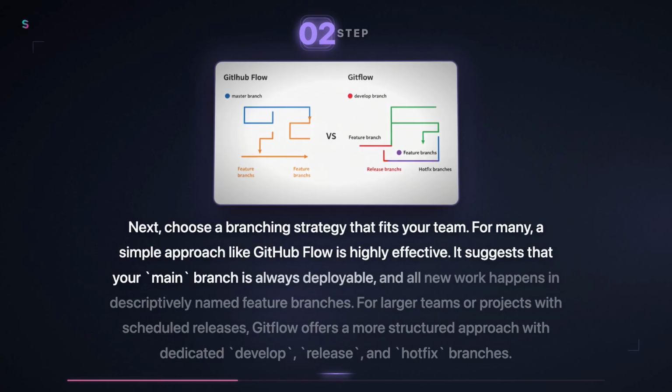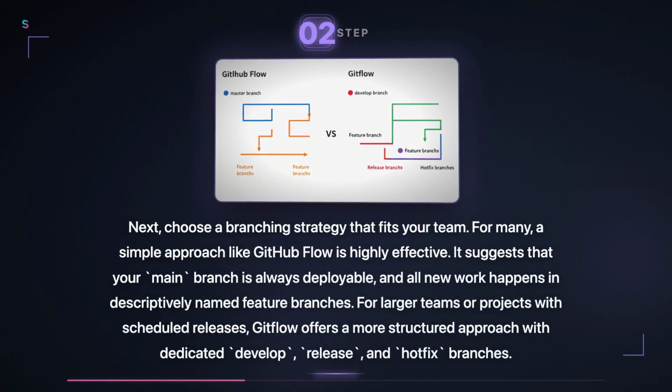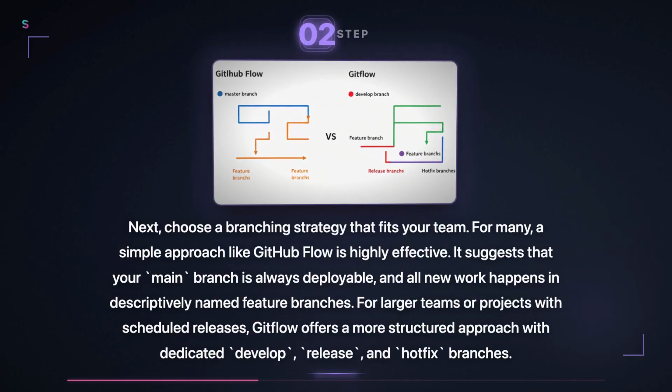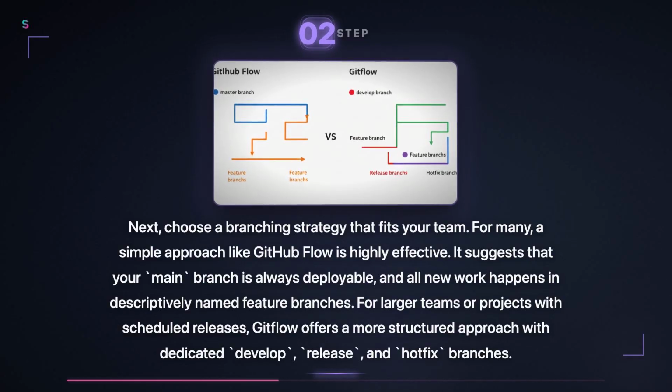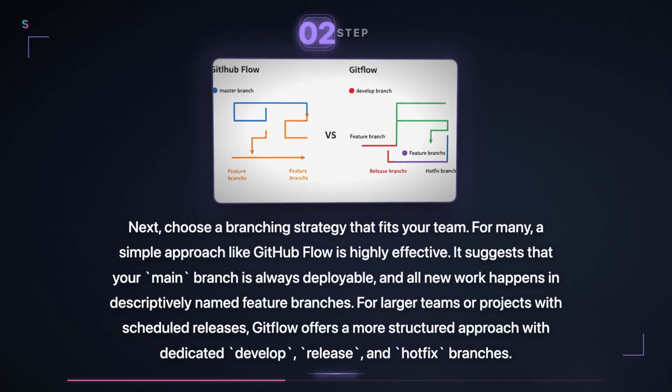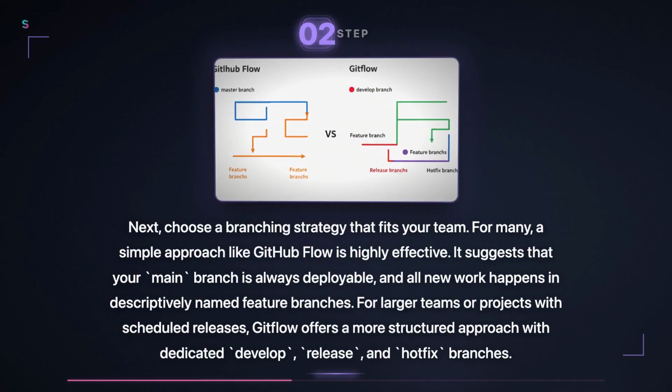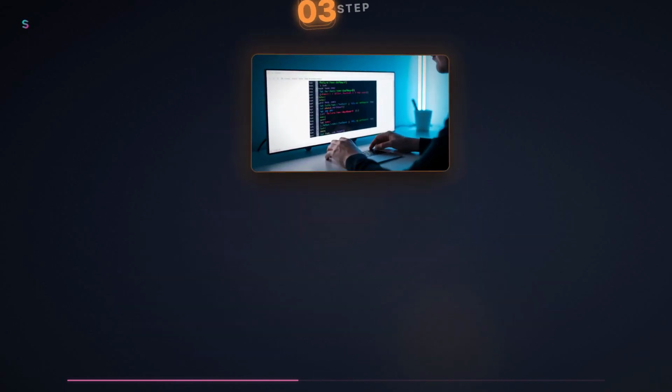Next, choose a branching strategy that fits your team. For many, a simple approach like GitHub Flow is highly effective. It suggests that your main branch is always deployable, and all new work happens in descriptively named feature branches. For larger teams or projects with scheduled releases, Git Flow offers a more structured approach with dedicated develop, release, and hotfix branches.